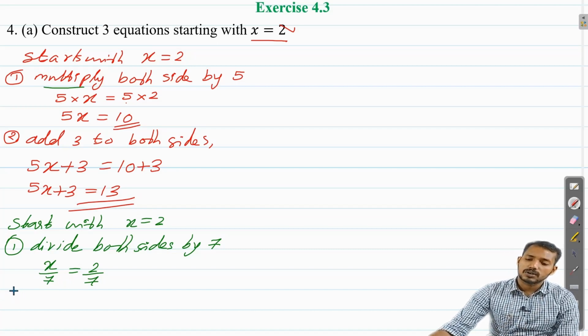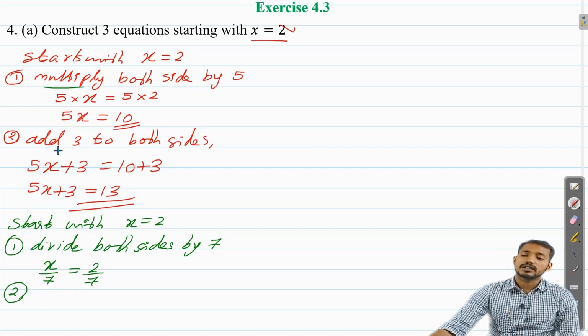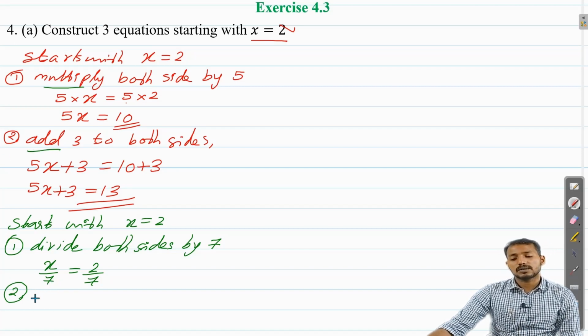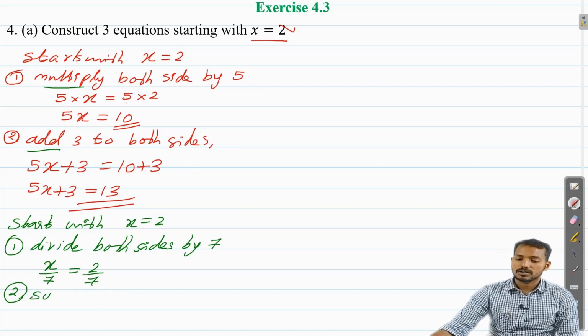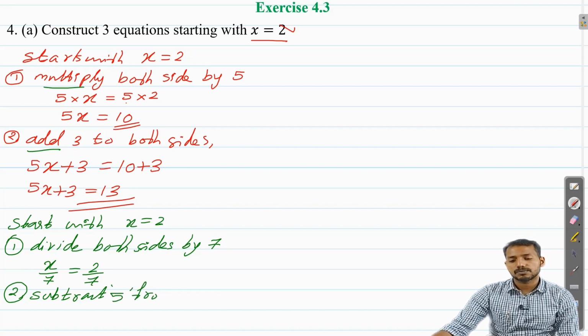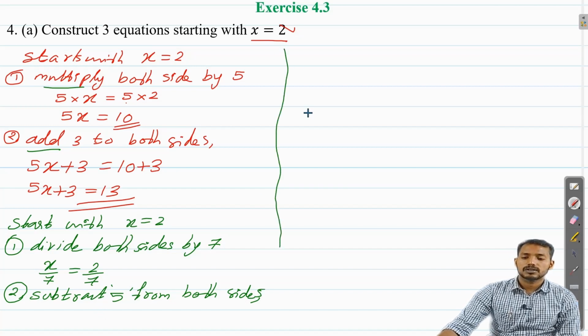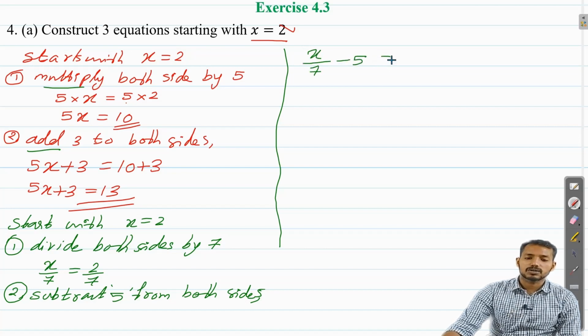Now I am going to do the second step, that is, here I have done addition after the first step, addition. So I am going to do subtraction. Subtract 5 from both sides. 5 from both sides. So what will I get? I am writing here x by 7 minus 5, which is equal to 2 by 7 minus 5.